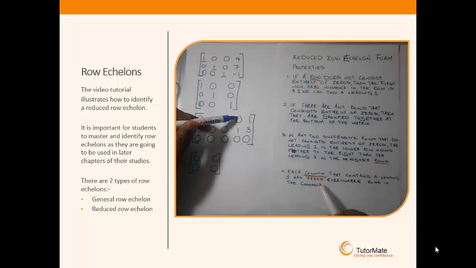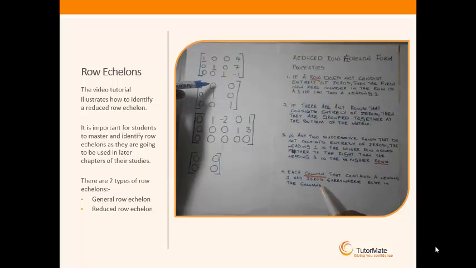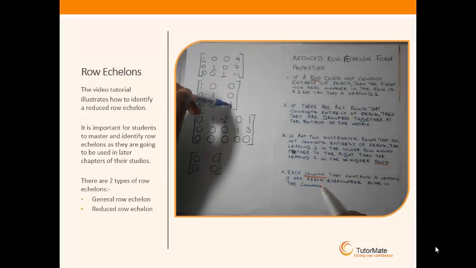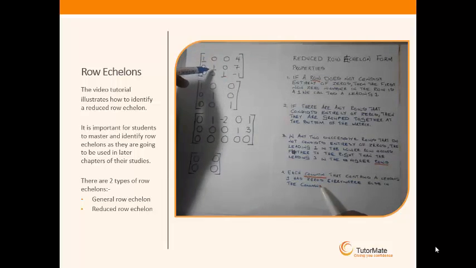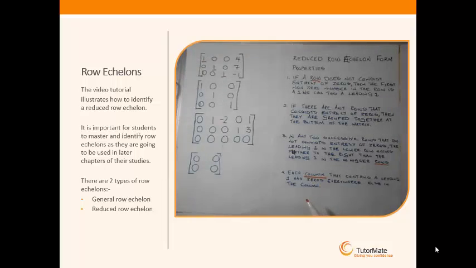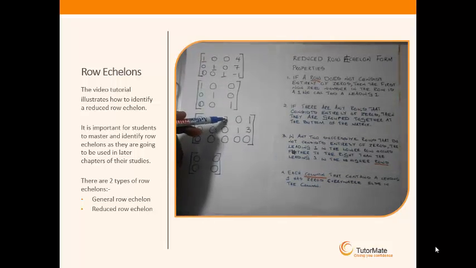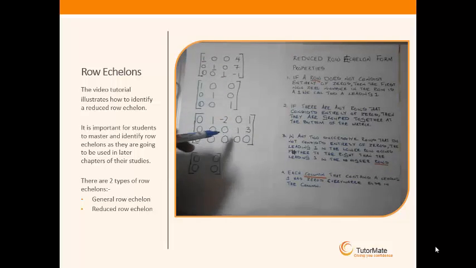This is the leading one. There are zeros here. This is the leading one. There are zeros here. This is the leading one. There are zeros here. Zeros here, because those are leading ones. So these two here do not stop this matrix from being in reduced row echelon form, because they do not occur in a column with a leading one.